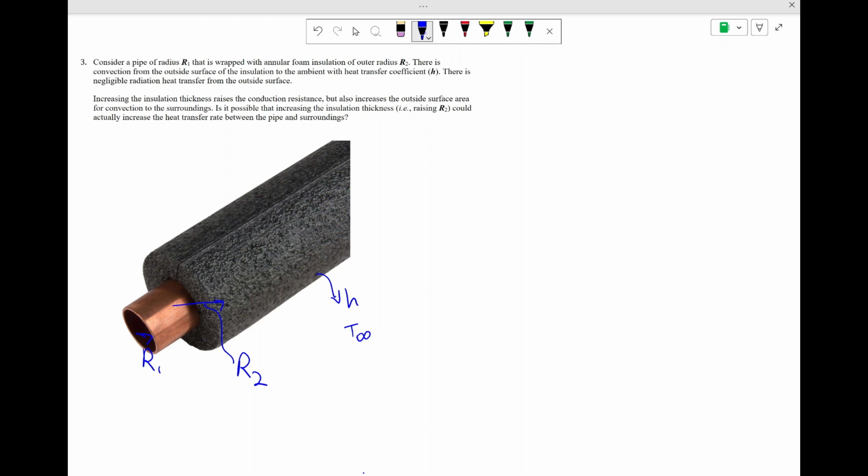And we could represent the conduction through this layer of insulation as a two-step thermal resistance network. So we could say at the inner wall of that insulation, the temperature is going to be T1, and then there's going to be some conduction through the insulation with resistance Rcon for the insulation, and that will bring us to the outer surface of the insulation. And then out here there is convection to the ambient at T infinity with convection resistance on the outside.